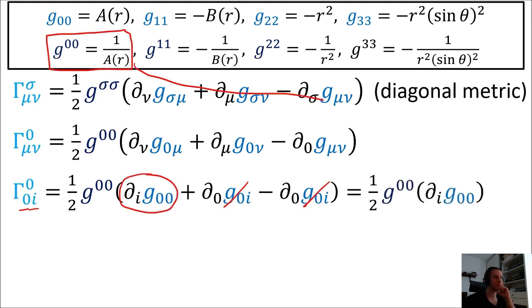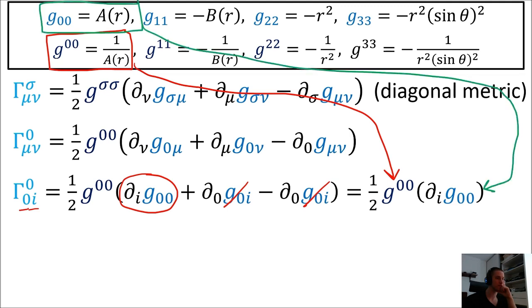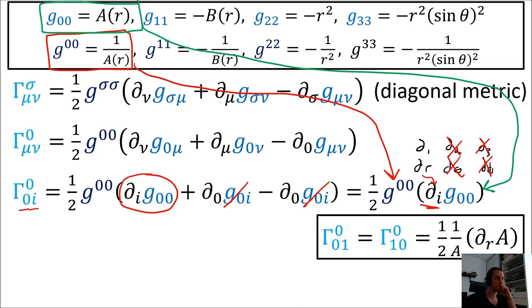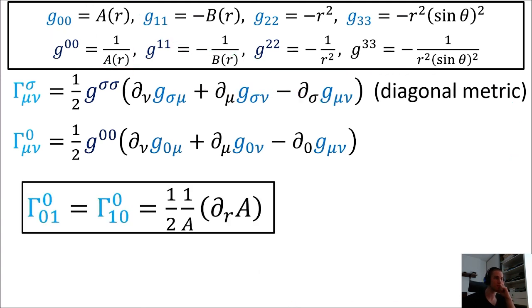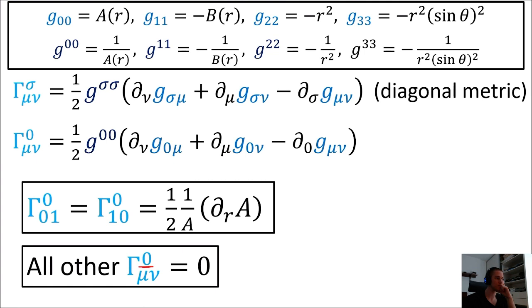G inverse 0, 0 is 1 over A, and g00 is just A. This spatial i derivative can be any of partial 1, partial 2, or partial 3, or in other words, partial r, partial theta, or partial phi. Since the A of r function only depends on r, only the partial r term gives a non-zero result. So the lower 0, 1, and 1, 0 coefficients are non-zero, but 0, 2, and 0, 3 go to 0. So those are all the connection coefficients with a 0 index up top.